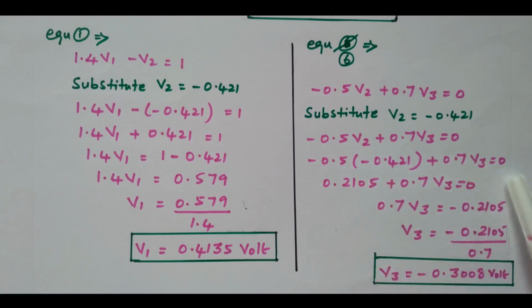Bring this term to the right hand side. So 0.7 V3 equal to minus 0.2105. So V3 equal to minus 0.2105 divided by 0.7. Bring this 0.7 to the denominator. By simplifying this, what we got? Minus 0.3008 volt. Now V3 is also calculated. So the node voltages V1, V2, V3 are calculated.